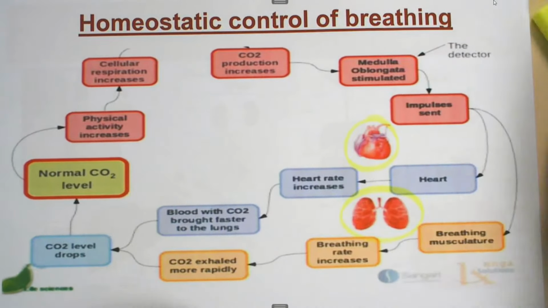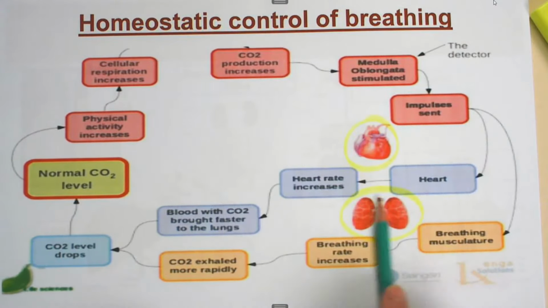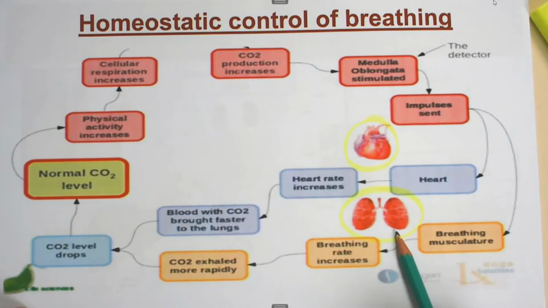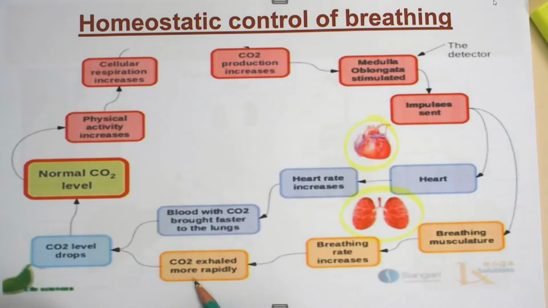So what must the heart now do? Let's have a look. The heart rate increases because if the heart pumps the blood faster, the CO2 will get to the lungs faster and we can breathe it out. And so the CO2 levels drop. When your breathing increases, the depth of your breathing increases and the rate increases, rate meaning how fast, ne? So you are exhaling CO2 more rapidly, faster, and then the CO2 level drops.